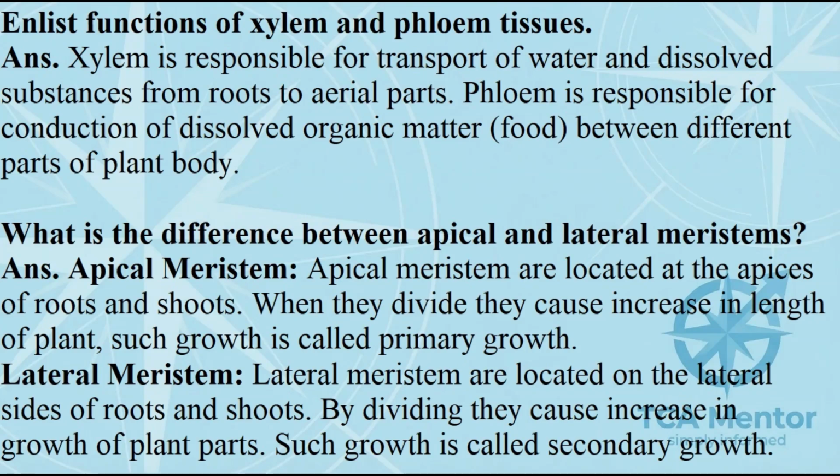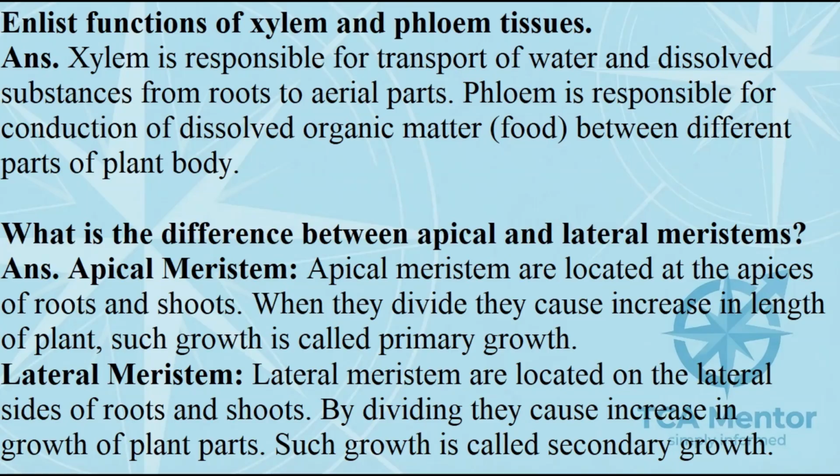What is the difference between apical and lateral meristems? Apical meristems are located at the apices of roots and shoots. When they divide, they cause an increase in length of the plant. Such growth is called primary growth.